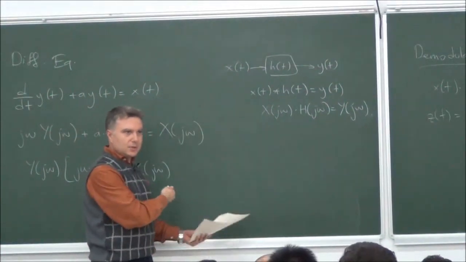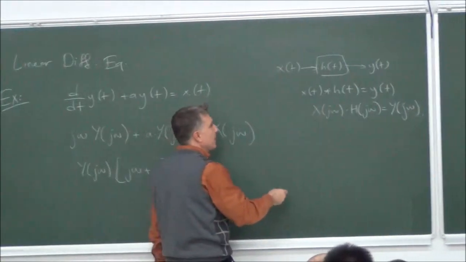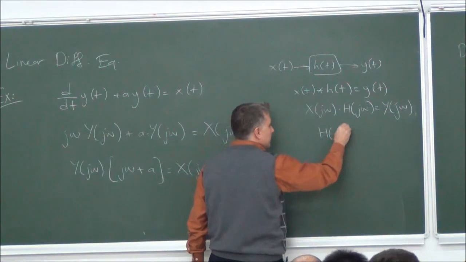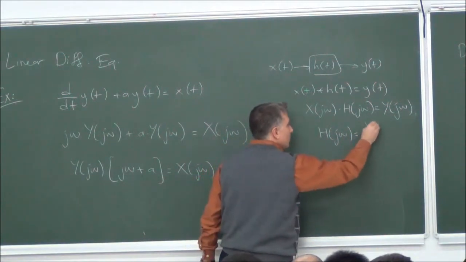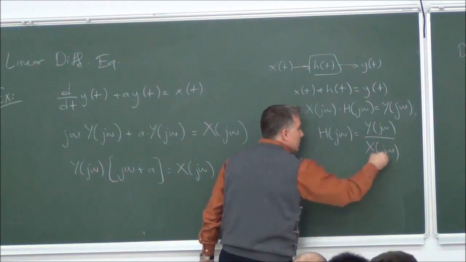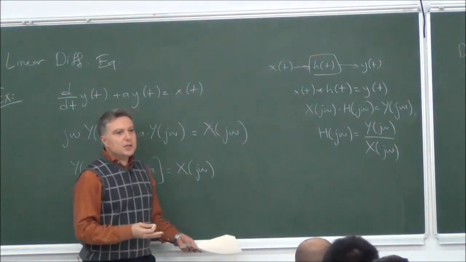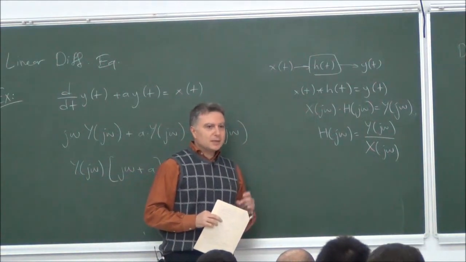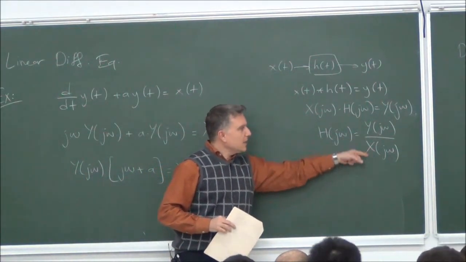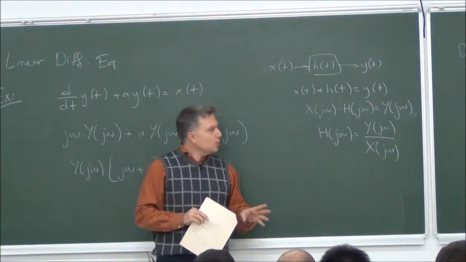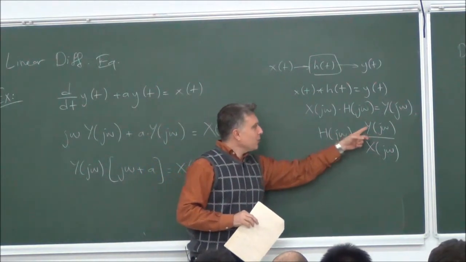This is something that we just saw last hour, which makes H(jω) equal to Y(jω) divided by X(jω). So this ratio is the definition of the frequency response. But that ratio, Y over X, is only valid in the Fourier domain. It's not valid in the time domain. You cannot say h(t) is equal to y(t) over x(t).